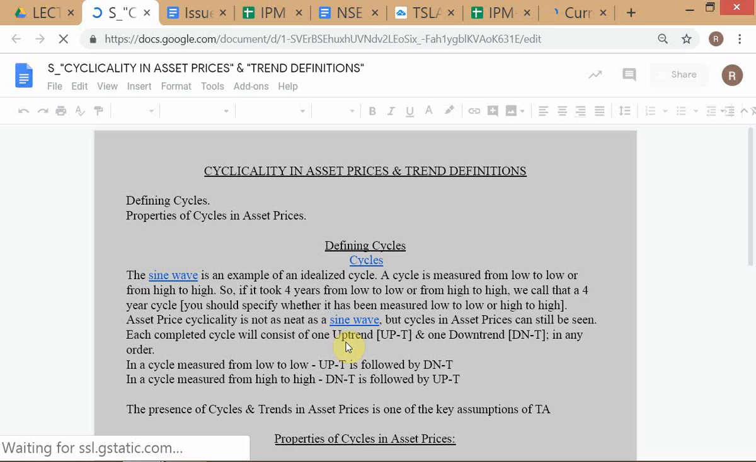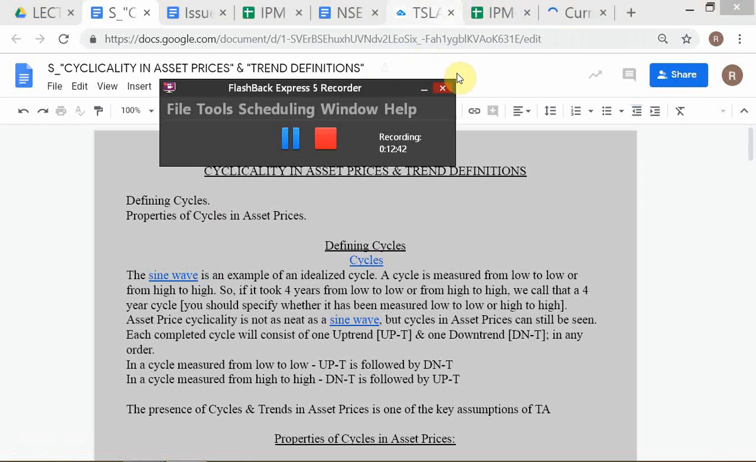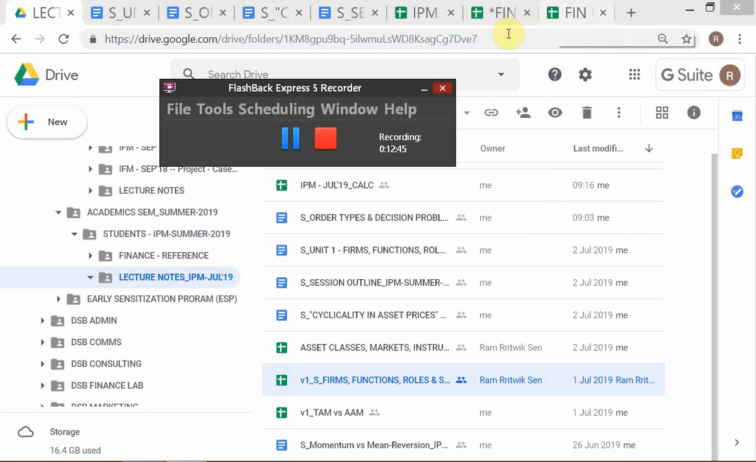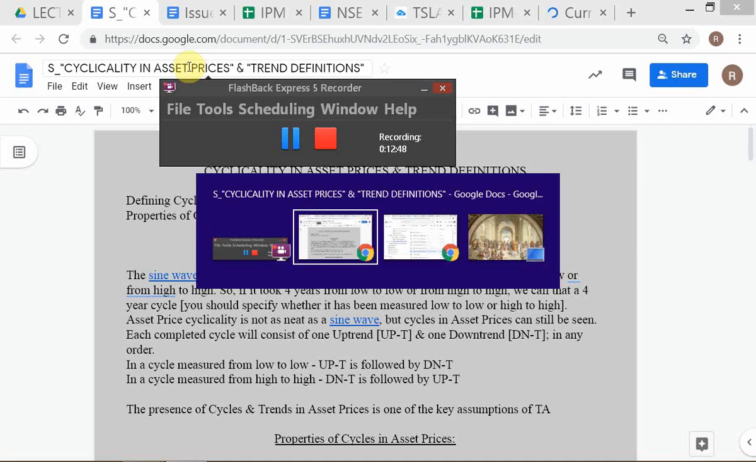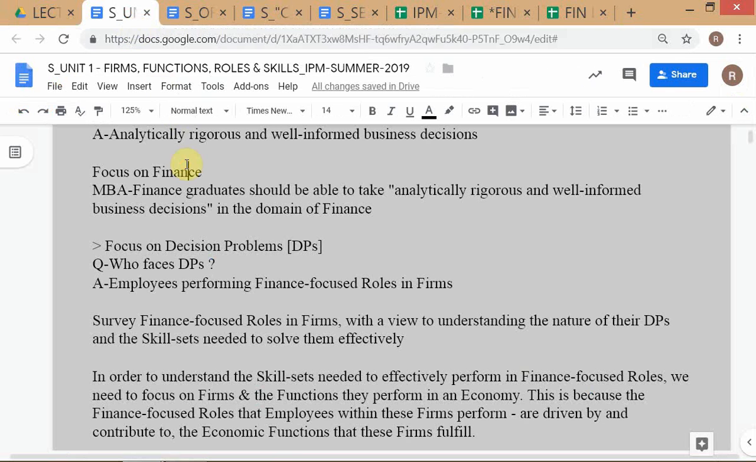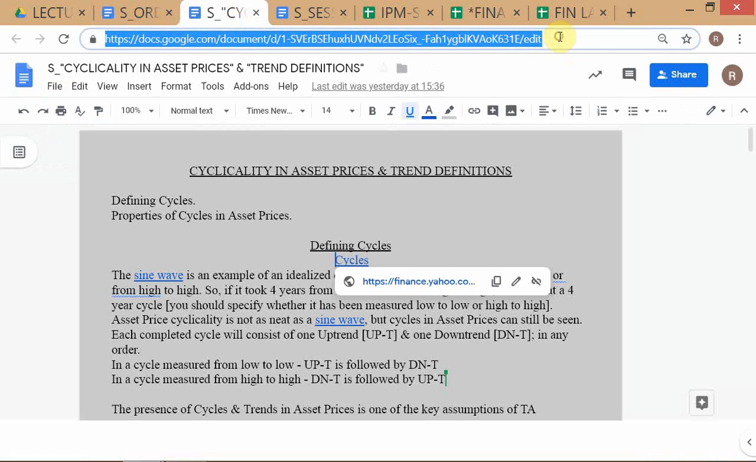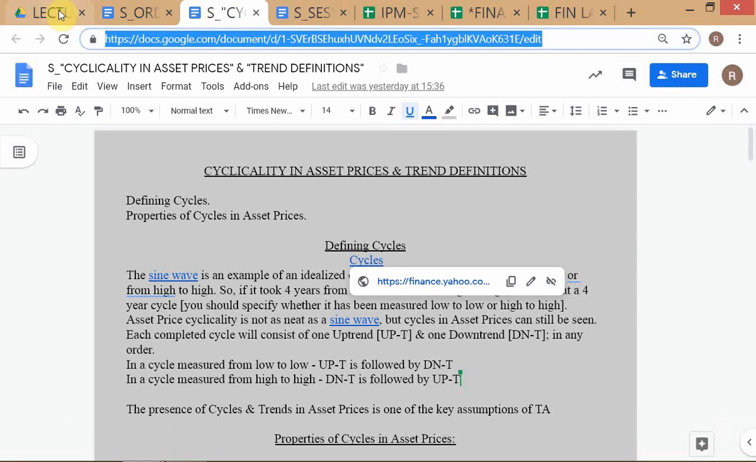So I'll just briefly give you an idea. Here when we discuss trends, uptrends and downtrends, now you know what an uptrend and a downtrend is. The only other connection I would make is this. We can close this now. We can keep this one. This is the note that I'm going to link to. This note is already in your lecture notes: cyclicality in asset prices.